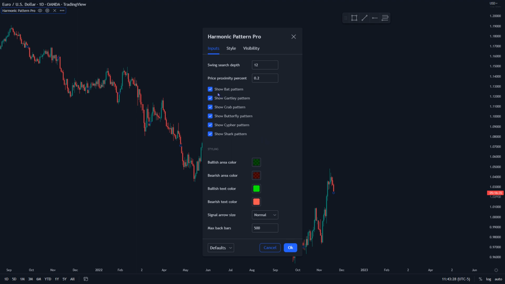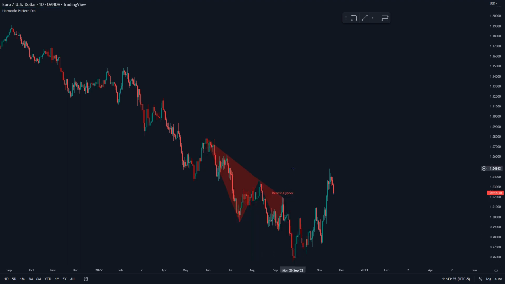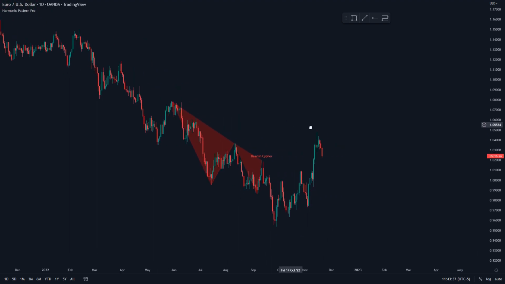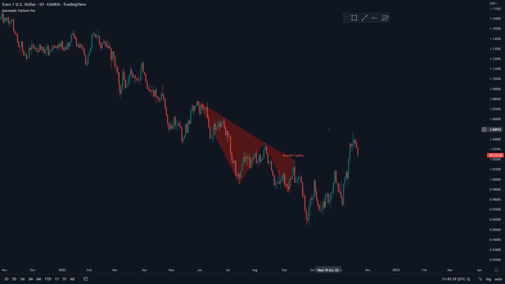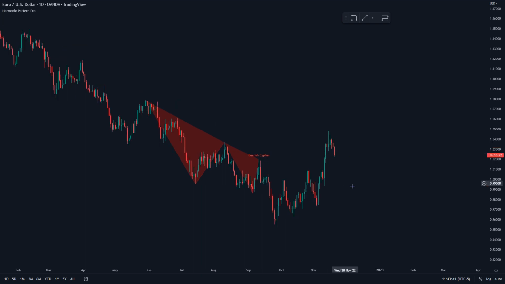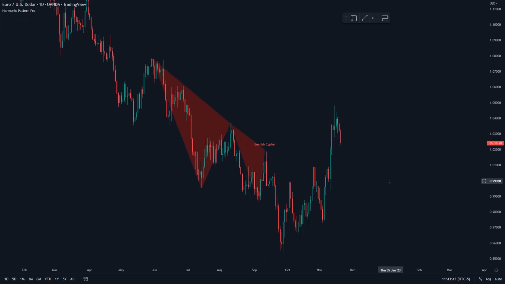Then of course you can choose which ones it picks up and the colors and the max look back range. And I do want to point out we do have a dashboard version of this as well. That is very helpful and very convenient to use.